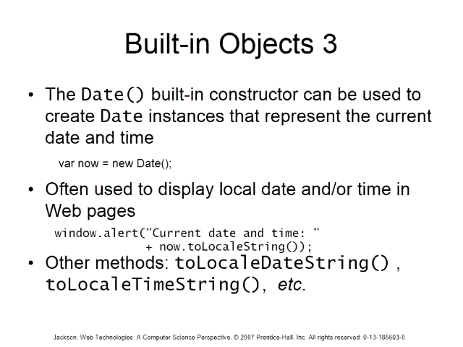Also, Date is a built-in object. It can be used to create a date instance and represent the date and time. For example, we can write var now equals new Date. That means we will create a variable now by using new Date as a constructor.